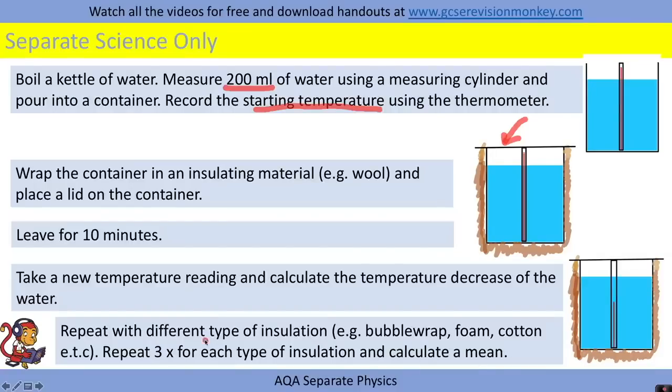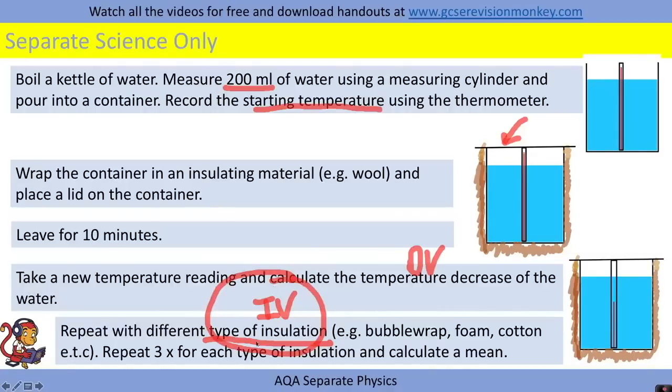Now for this experiment, our independent variable was our type of insulation and our dependent variable was our temperature decrease or our temperature change. Now in the exam they might ask you to investigate a different independent variable.